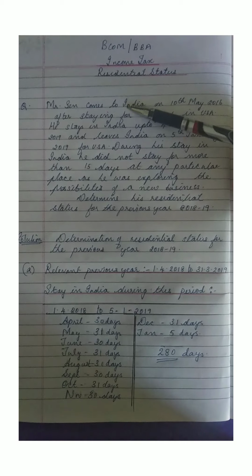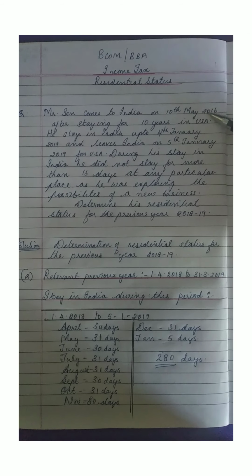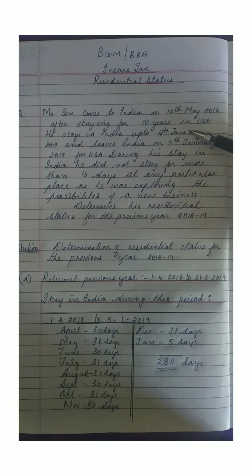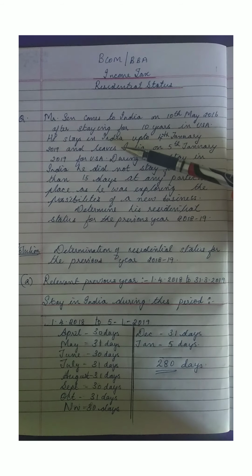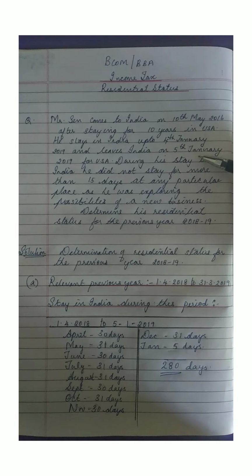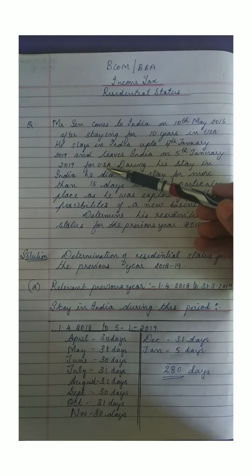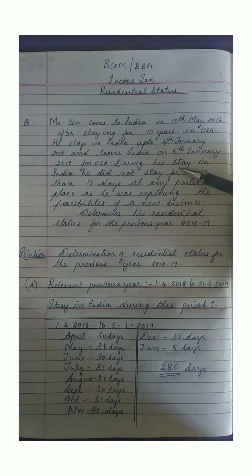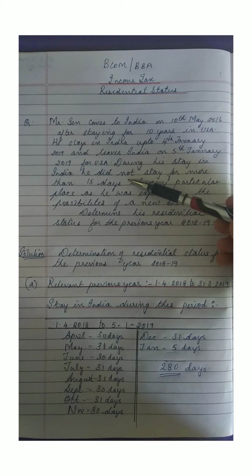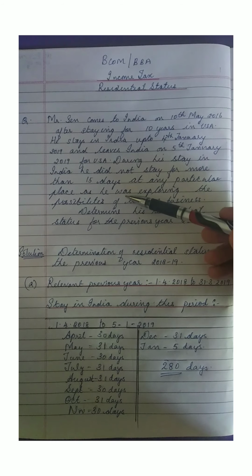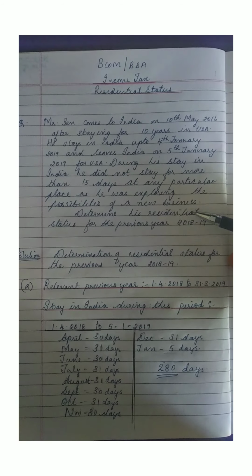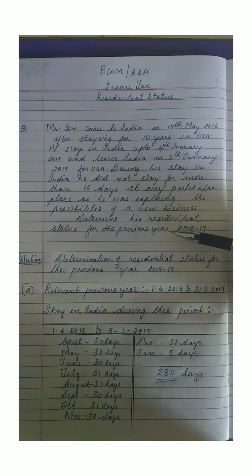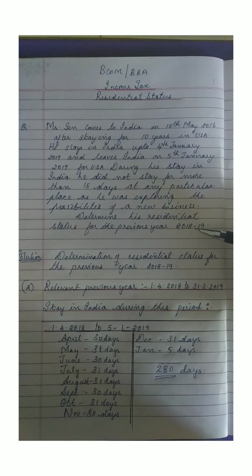Now here, Mr. Sen comes to India on 10th May 2016, after staying for 10 years in USA. He stays in India up to 4th January 2019 and leaves India on 5th January 2019 for USA. During his stay in India, he did not stay for more than 15 days at any particular place as he was exploring the possibilities of a new business. Now, determine his residential status for the previous year. This is what they have given us.